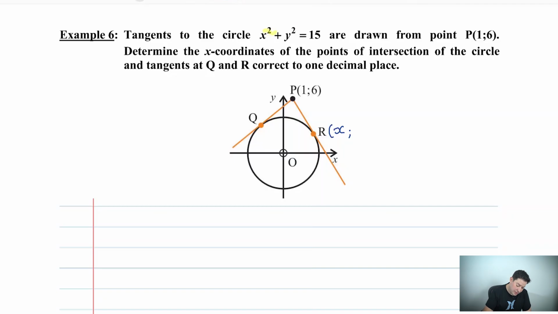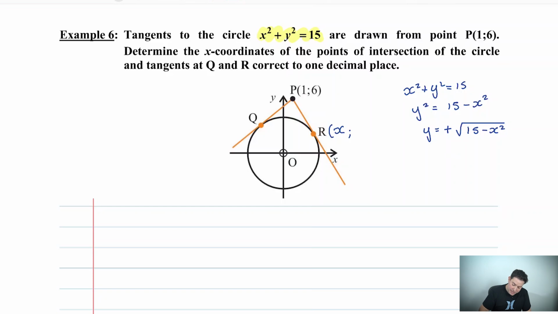To do that, I use the equation of the circle because we know that point R lies on the circumference of the circle. So we know x squared plus y squared is equal to 15, and I'm trying to solve for y. So y squared is equal to 15 minus x squared, and therefore y is equal to plus or minus the square root of 15 minus x squared. Just remember, Q and R are both on the positive y side, so it can't be plus or minus, it is just plus.